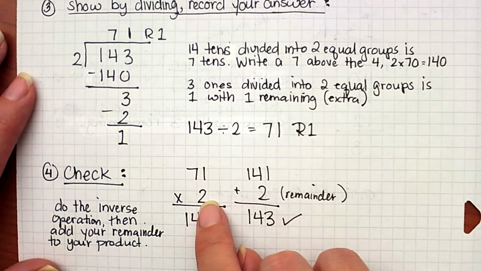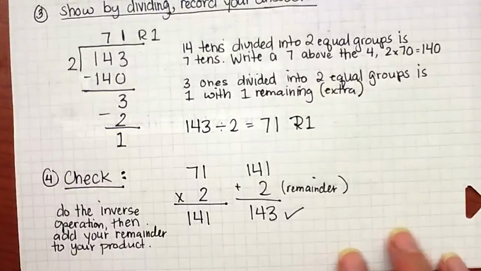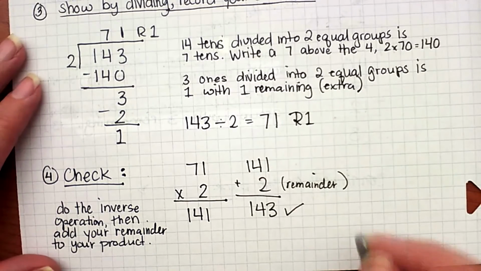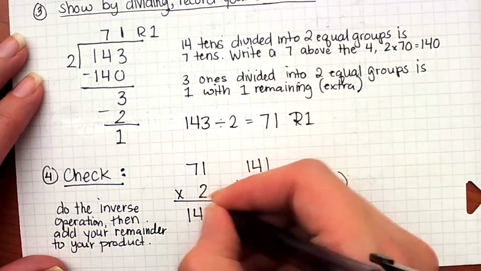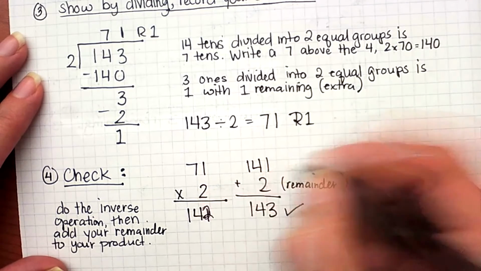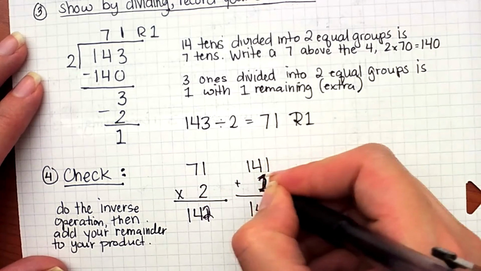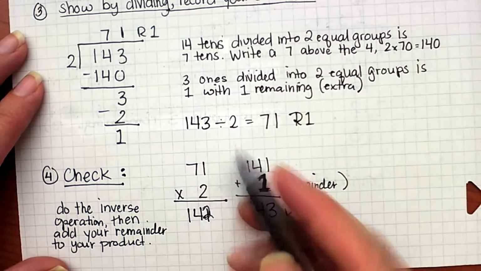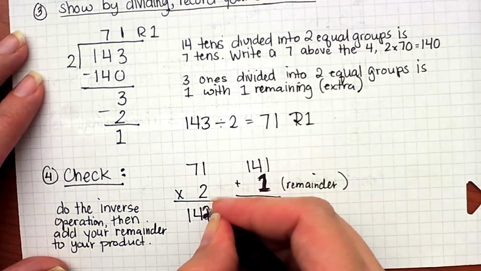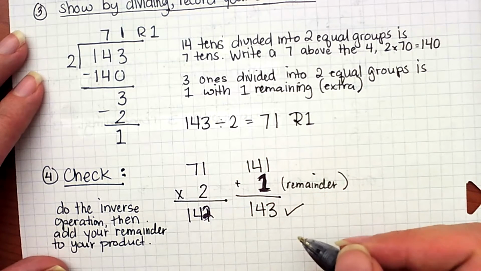So 2 times 1 is 2. Sorry guys, I got my numbers backwards over here. 2 times 1 is 2, and we had a remainder of 1 that we added in. So I'll have you guys adjust that in class when I see you next time. 2 times 1 is 2. And then 2 times 7 is 14. So we put that down here.